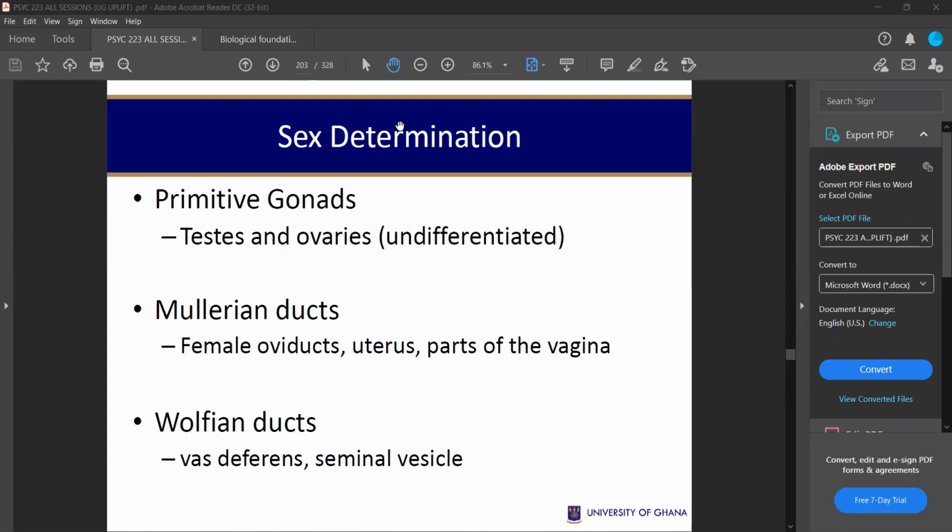So in most situations during development, especially the sex organs, when they are developed, the testosterone, for instance, plays an important role in determining the sexual organ of the male. So first, the testosterone would what? When the testosterone is high in the fetus, then it means that with time, that sex organ would develop into a Wolffian duct.